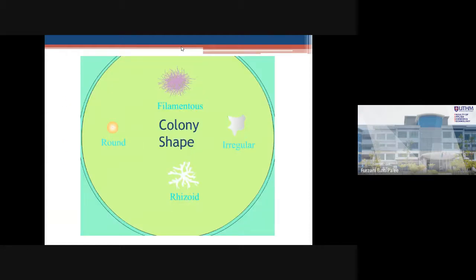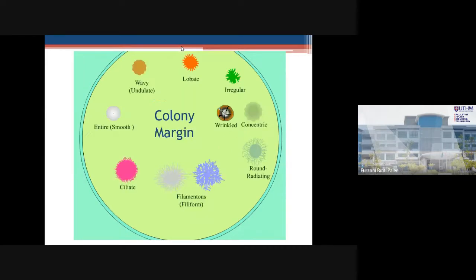So these are the examples of the colony shape. Whenever you grow your colonies on an agar, you can have a look at the shape, whether it is round or filamentous or rhizoid or irregular. So this is the shape. To see the colony shape, we can just look from the top view of the agar plate.